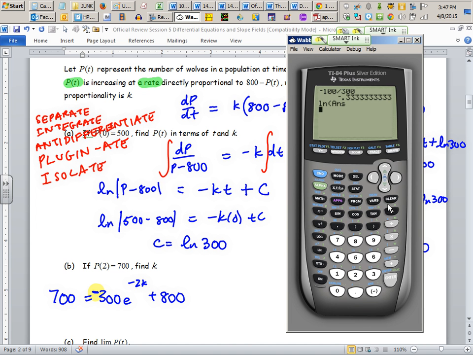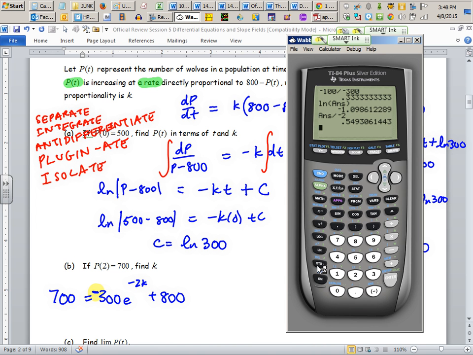It should have been subtracting the 800 gives me negative 100. Then we divide by negative 300. There we go. Then we try to ln that. And then we divide by negative 2 to isolate it from that k. 0.5493, blah, blah, blah.